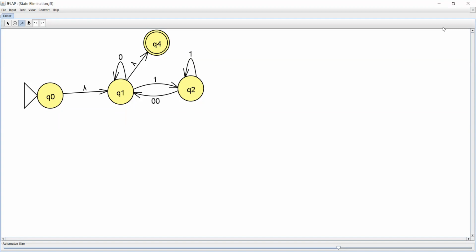So I hope you are able to see this. Q2 to Q1 is 0 0. And what is Q2 to Q2? Q2 to Q2 is 0 1. So already we have 1. Again I am going to get Q2 to Q2 as 0 1. Now you can see here, we are getting two transitions, one with 1 and one with 0 1.